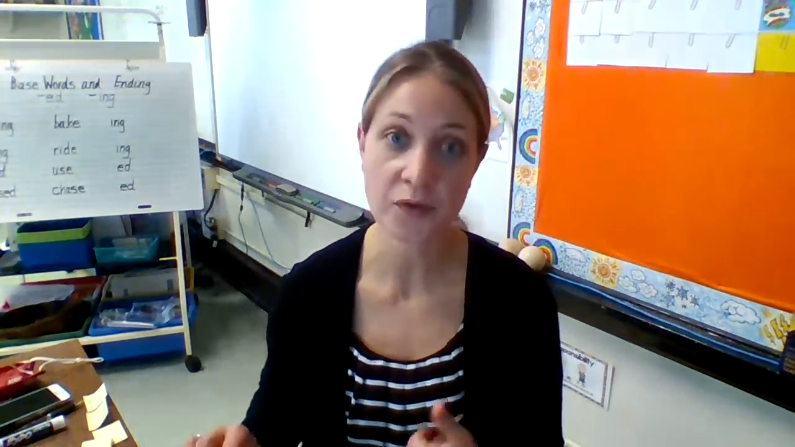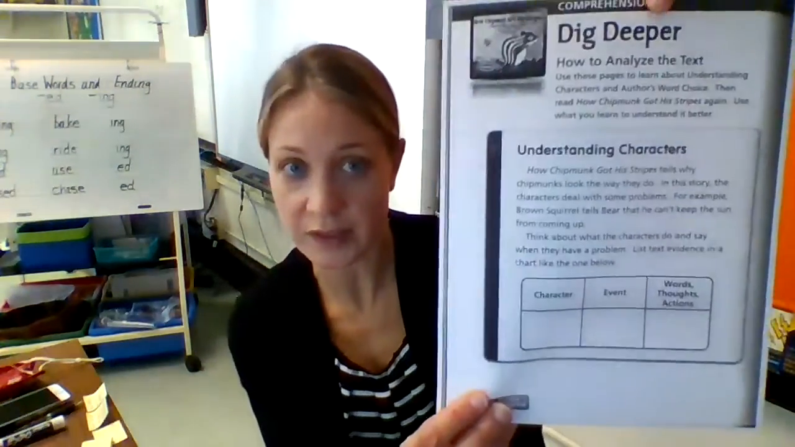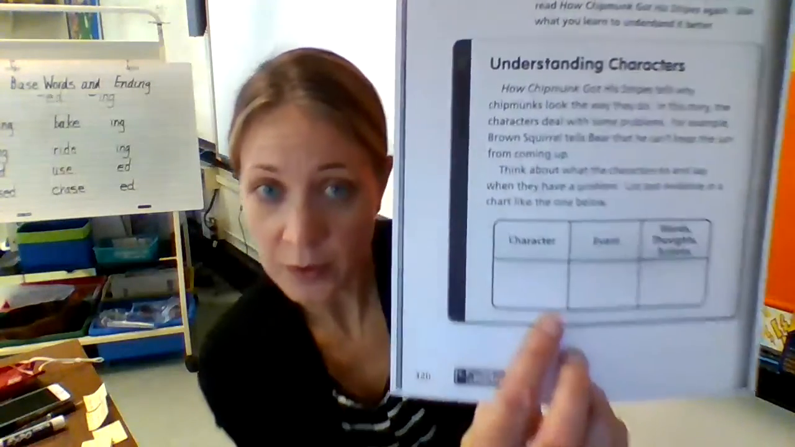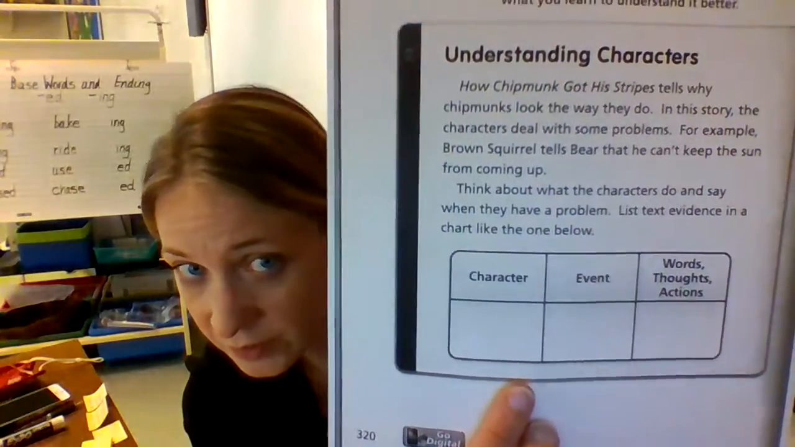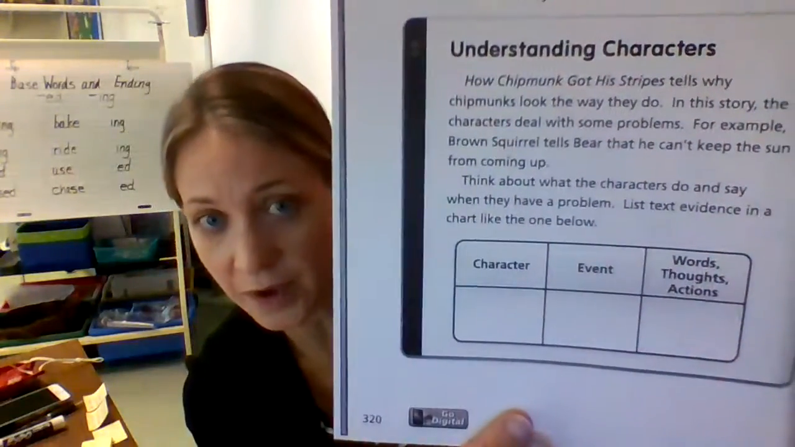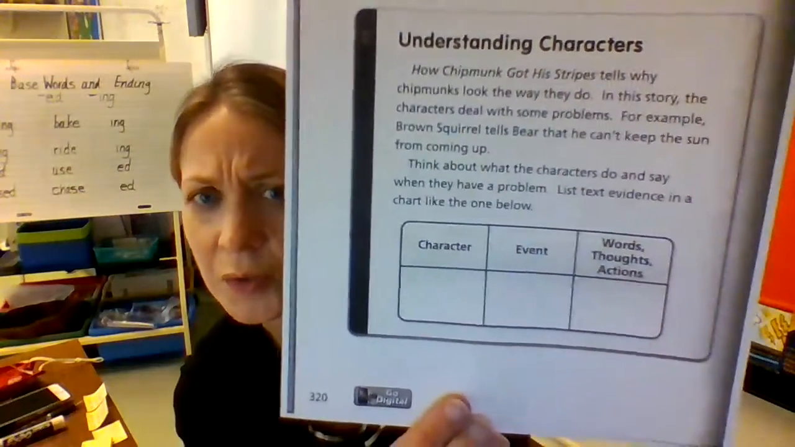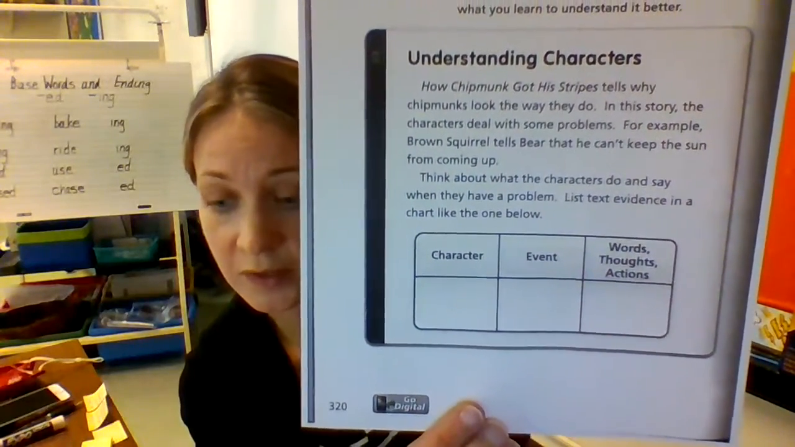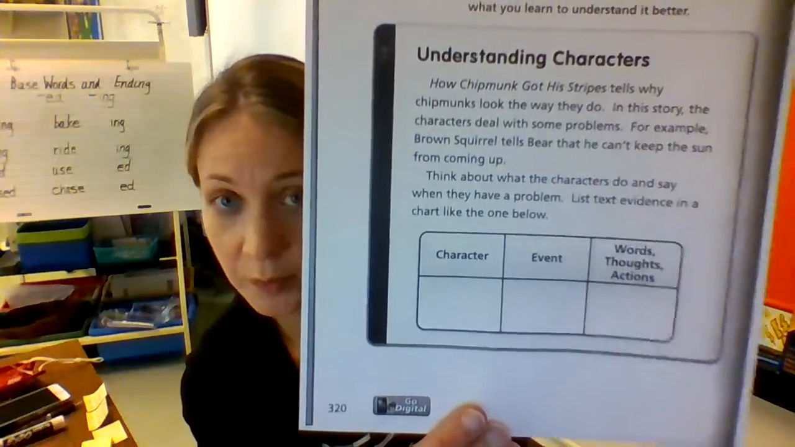So if you were to turn to page 320 in your reading book, you would see a page that looks like this, Dig Deeper, and it has this little chart on the bottom where it says characters, event, and words, thoughts, and actions. And we can use graphic organizers like this to help us understand the characters better in a story. So I'm going to fill this out and show you how this might help us.